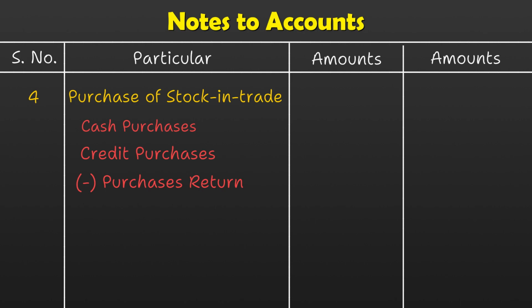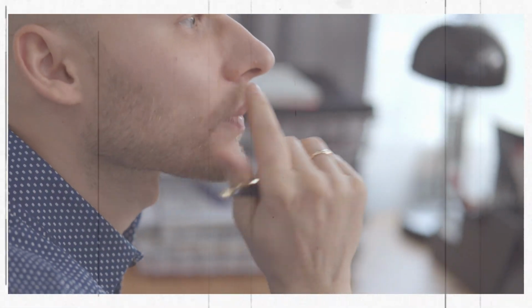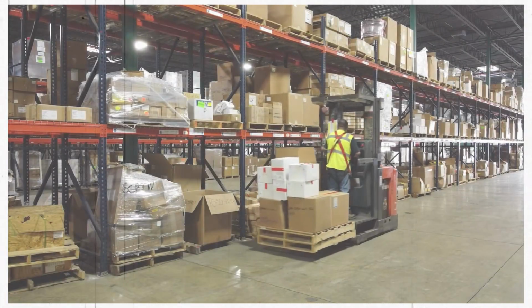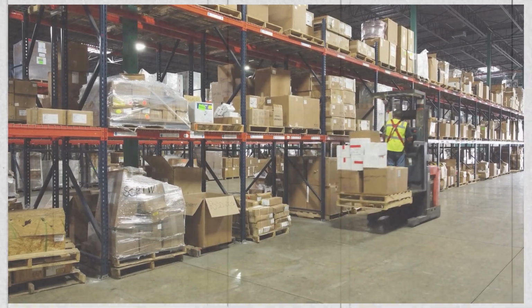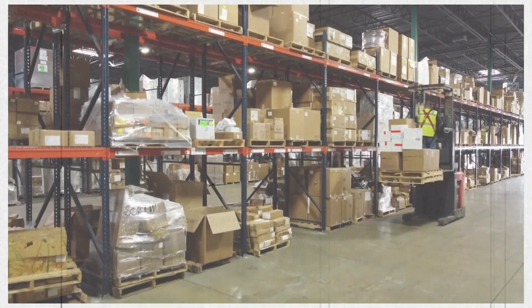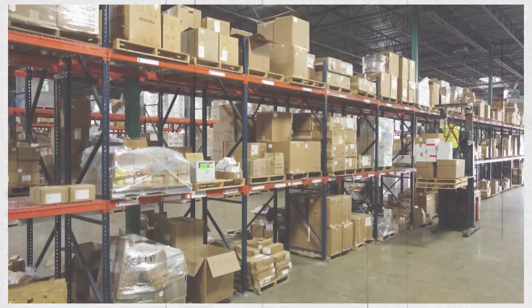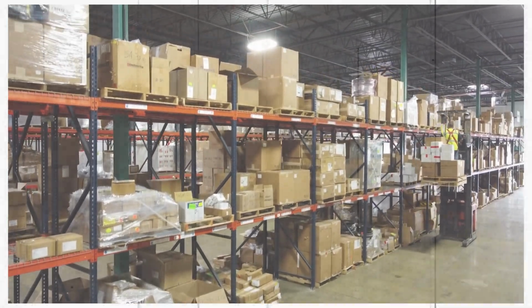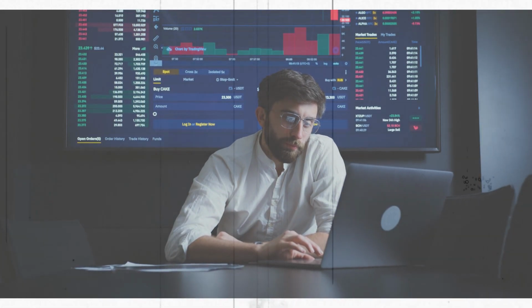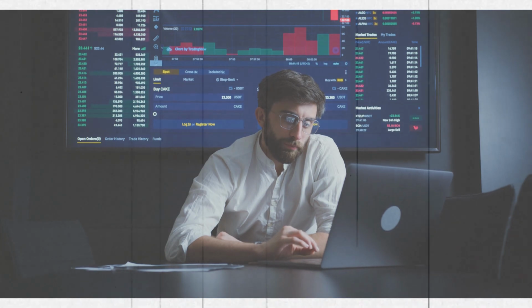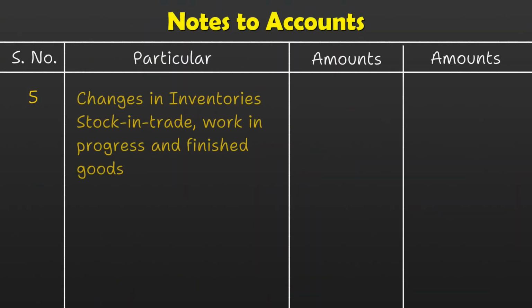Now you must be thinking that when we were purchasing the raw material, we had written the opening stock of raw materials as well and the closing stock of raw materials as well. But why not in the stock in trade? So the opening and closing of stock in trade would appear in the third subhead, which is known as changes in inventories. Changes in inventories of.